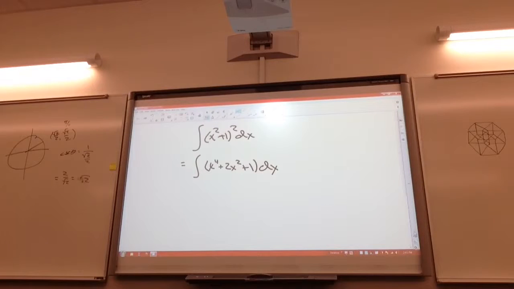There's no need for it. If I expand it out, it's the antiderivative of 1. The antiderivative of 1 is x.